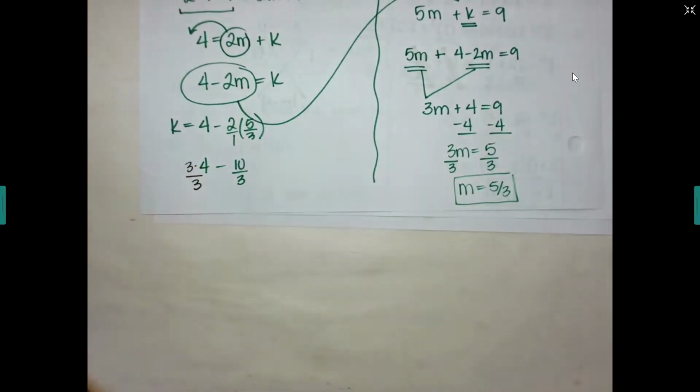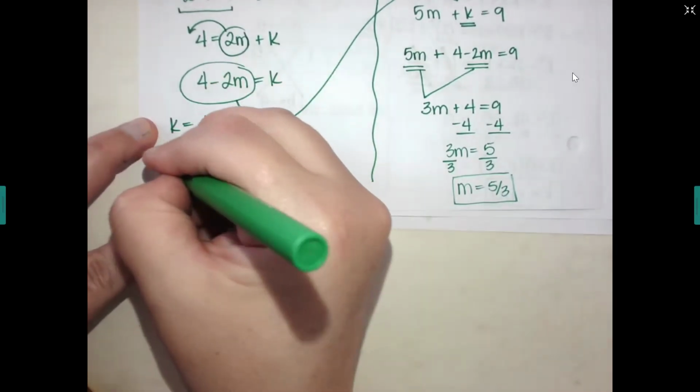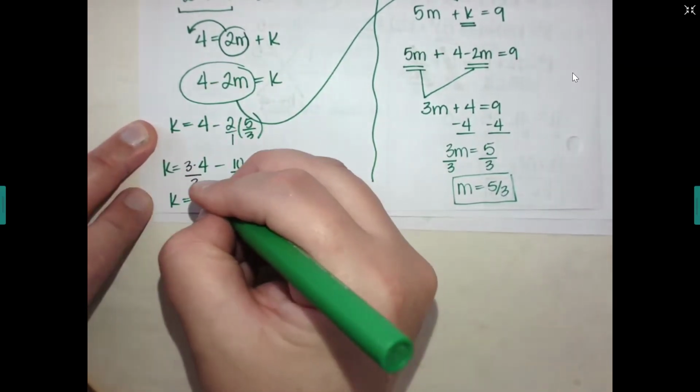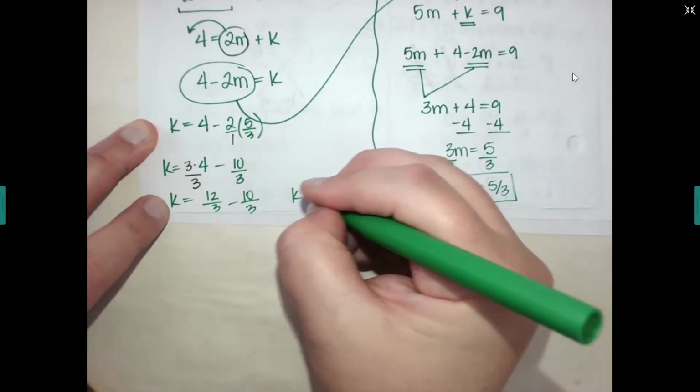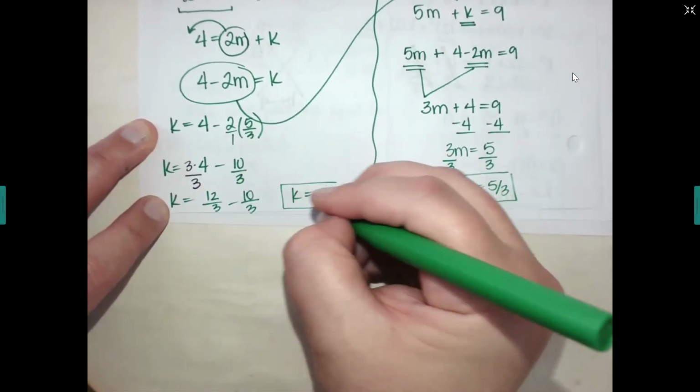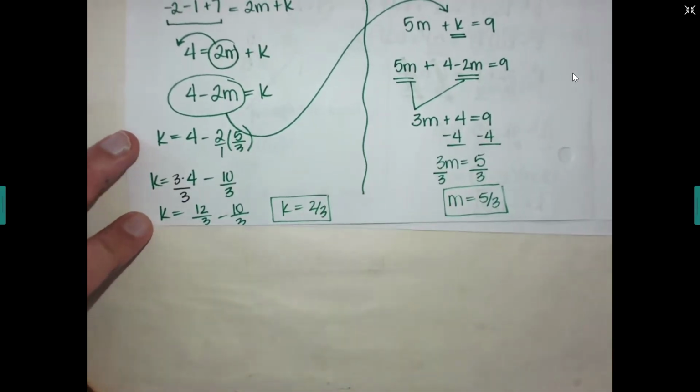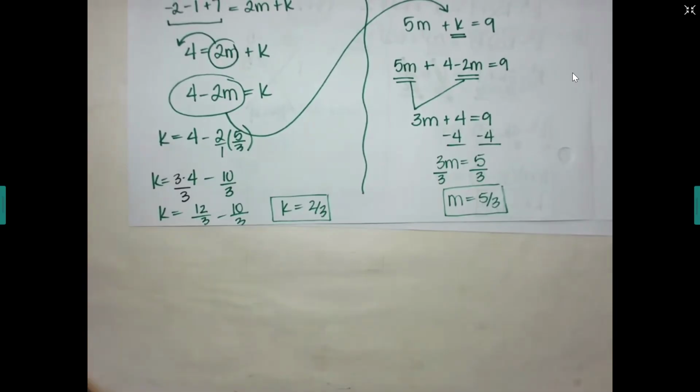That makes my 4, if I times it by 3, how many? 12/3. Take away 10/3 is how many? 2/3. Very good. So that'd be 12/3 minus 10/3. k is 2/3. Now, they won't all be that hard, but you will have a couple. Do you have any questions?